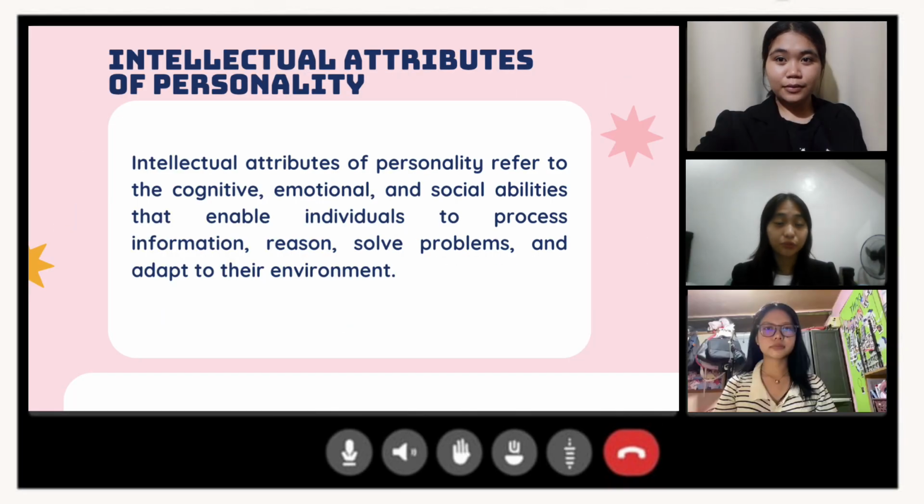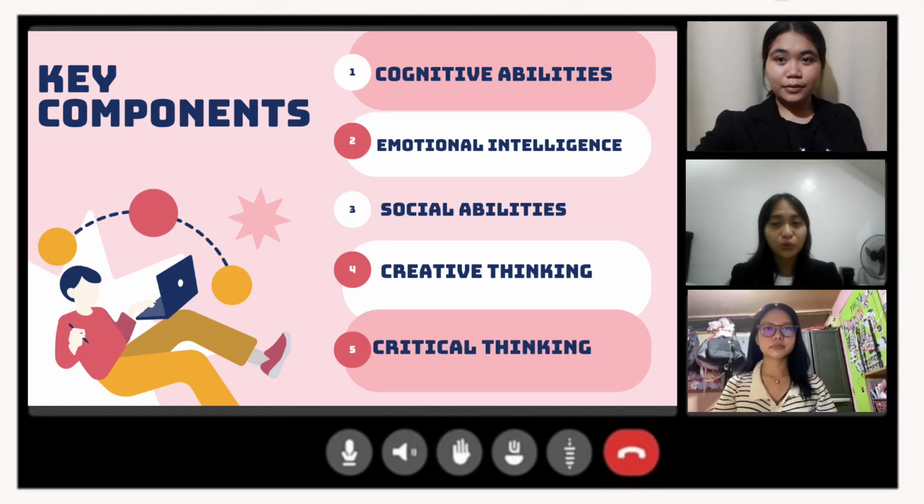Intellectual attributes of personality. This refers to how we think, our feelings or emotions, and social skills that help us learn, communicate effectively with other people, and succeed in life. There are five key components. The first one is cognitive abilities. This refers to our basic thinking skills. Example, quickly understanding directions or solving a problem or a puzzle.